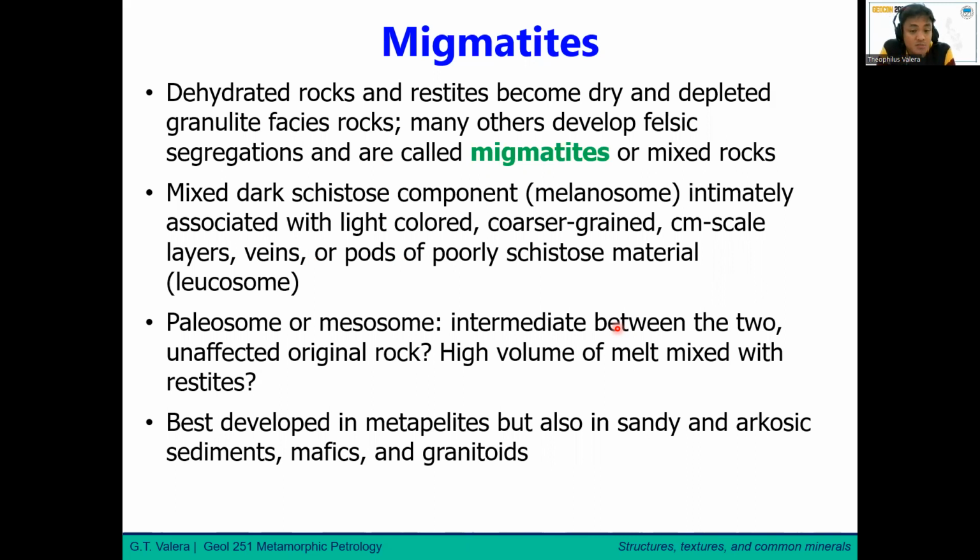Paleosome or mesosome, this is the domain or regions ng bato, sections ng bato rather, na composition is intermediate between the two. So they could be an affected original rock, or some interpret this as the high volume of melt mixed with the restites. This rock type, migmatites, is best developed in metapelites, but is also present in sandy and arcosic sediments, mafics, and granitoids.